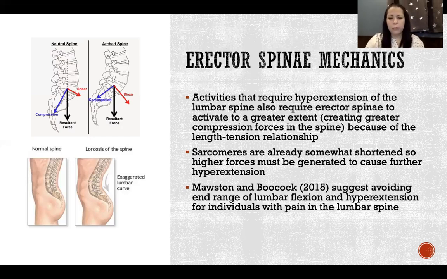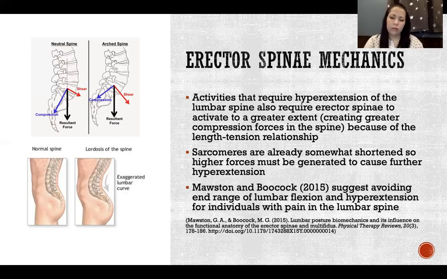So Mostyn and Bucock suggest avoiding end range of lumbar flexion and hyperextension for individuals with pain in the lumbar spine. So of course, when we are healthy and have no pain or dysfunction, we want to maintain range of motion as much as we can. And of course, strength throughout that range of motion. Flexibility is not the only consideration. We want to maintain stability and strength throughout our range of motion.